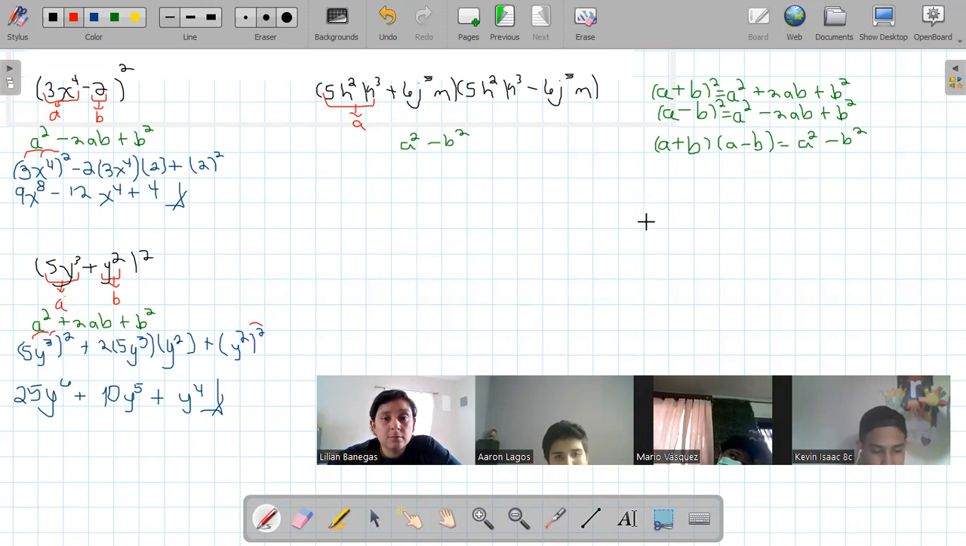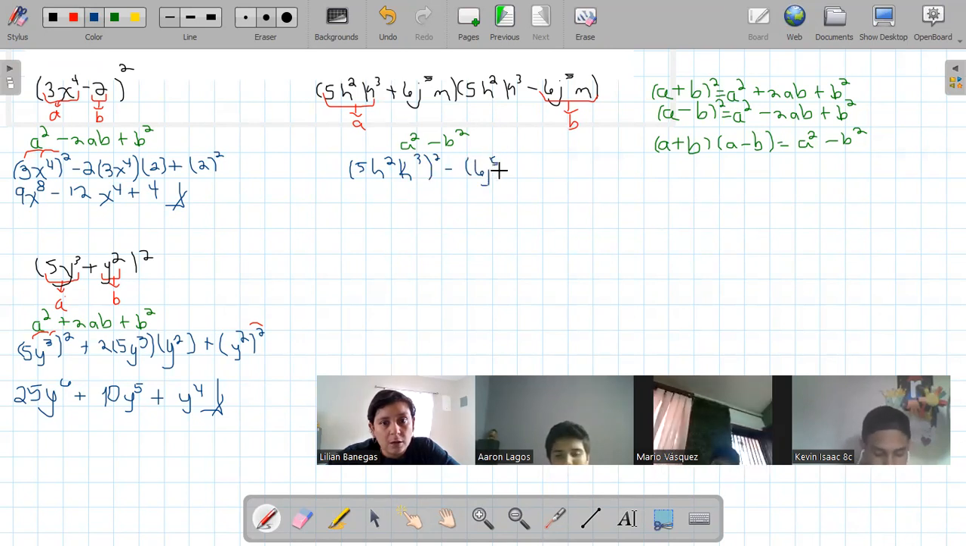And what is B? 6j to the 5th power m. Very good. This is B. And you see, I can pick both from the same parenthesis, where is the addition, or from the subtraction, or I can do one from each, and my answer will still be the same because they're the same terms, so it doesn't matter. So I'm going to have 5h to the square, k cubed, and everything to the square, minus 6j to the 5th power, m, and everything to the square.